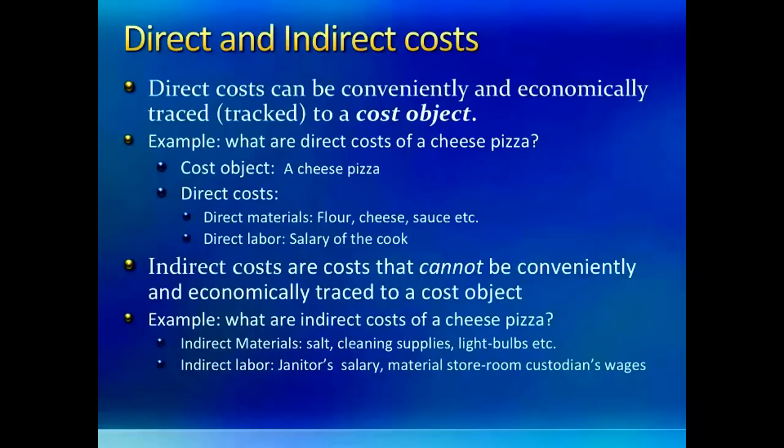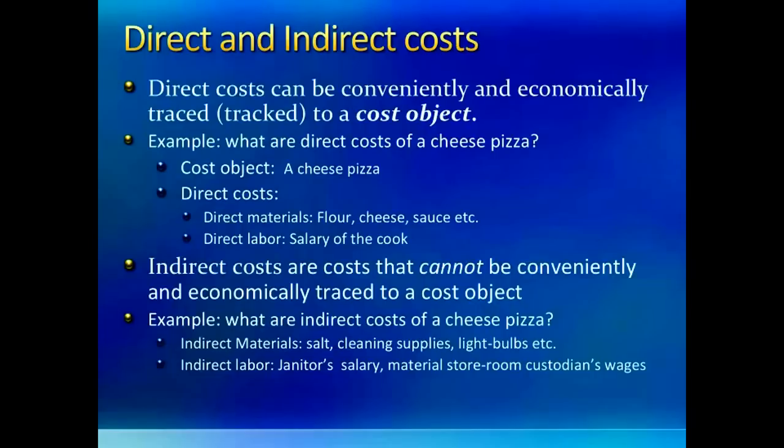If a cost is related to the cost object but cannot be traced in a cost effective way, it is an indirect cost. For example, how much salt is used in making one pizza? There's no really easy way of knowing that. So, although salt was bought to use in pizza, it is not direct material cost, but it is indirect material cost. Similarly, if you bought light bulbs to change in the kitchen, it is material, but it is not going into the pizza, hopefully. So, it is not direct cost.